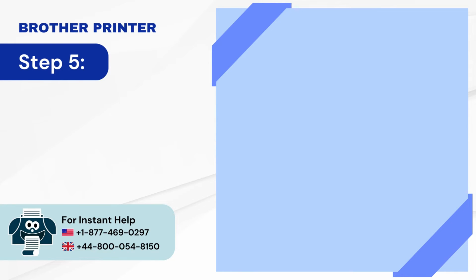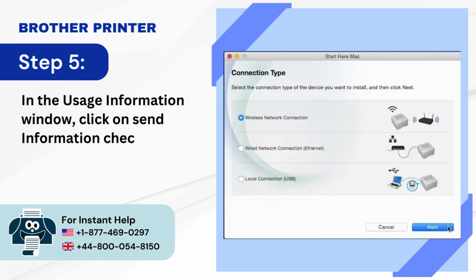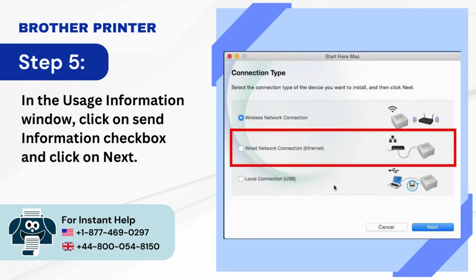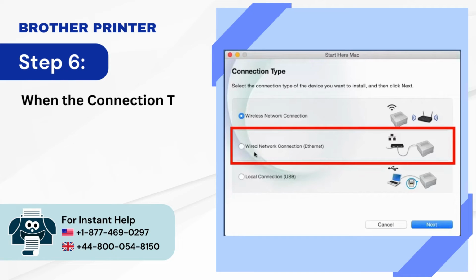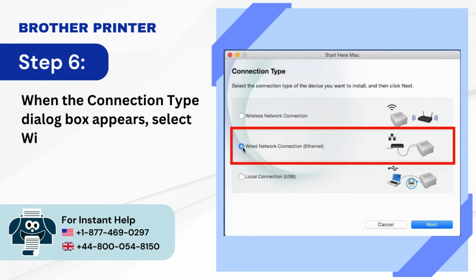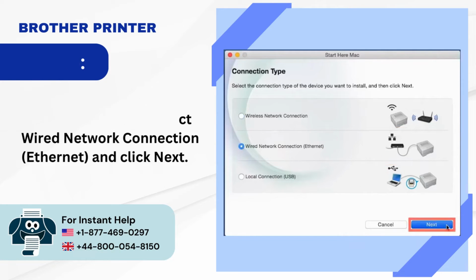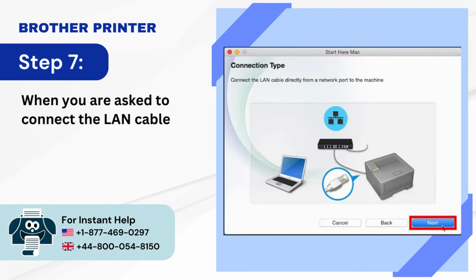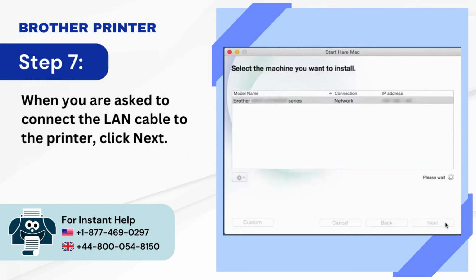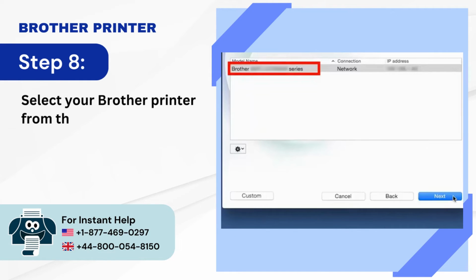Step 5. In the Usage Information window, click on Send Information checkbox and click on Next. Step 6. When the connection type dialog box appears, select Wired Network Connection, Ethernet, and click Next. Step 7. When you are asked to connect the LAN cable to the printer, click Next. Step 8. Select your Brother printer from the list and click Next.